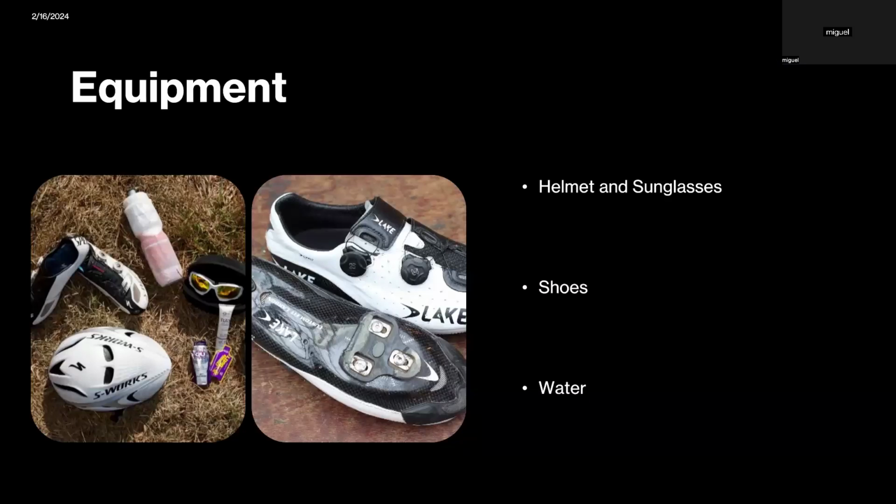Some of the equipment are helmets and sunglasses. When you're riding a bike, the helmet is the most essential piece of safety equipment because it will mitigate head trauma if you have an accident. And sunglasses protect your eyes from the sun's glare or bugs that can get in your eyes.